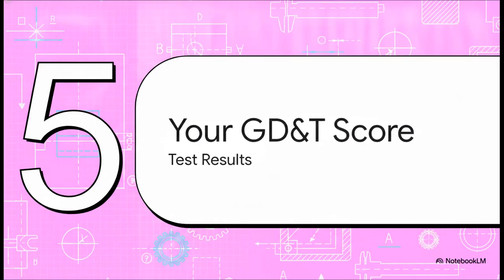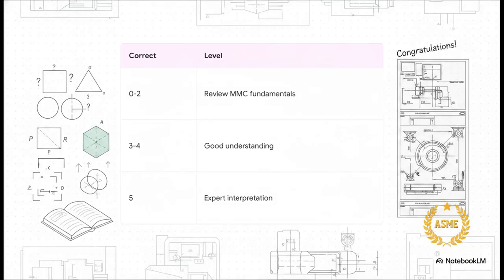All right, Section 5, your Advanced GD&T score. It's time to tally up those answers and see where you rank. Moment of truth. If you got between 0 and 2 correct, no worries, but you'll definitely want to circle back and review those MMC fundamentals and default rules. If you scored a 3 or 4, great job. You've got a really solid grasp of these advanced concepts. And hey, if you got a perfect 5 out of 5, huge congratulations. That is expert-level interpretation of the standard, and you are more than ready to tackle the trickiest production drawings.